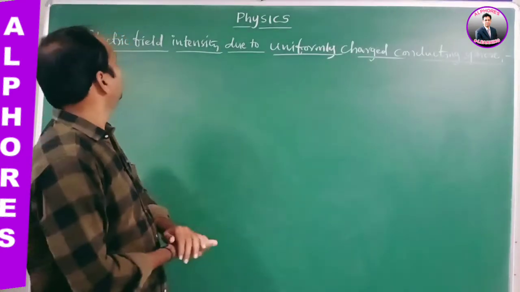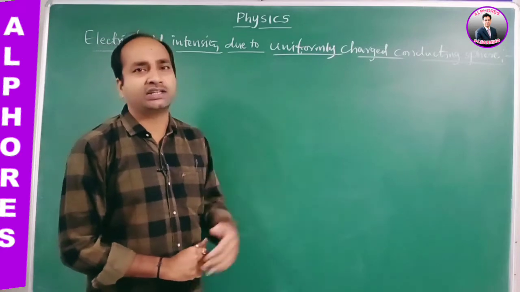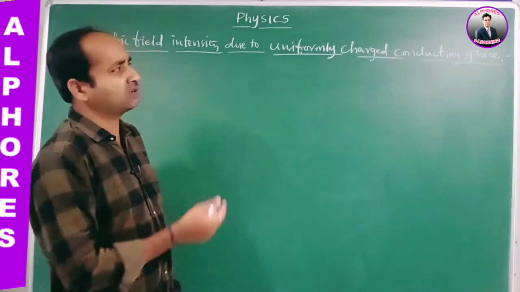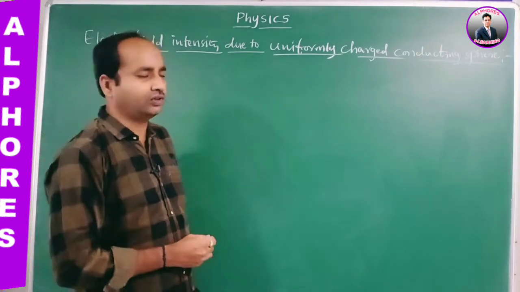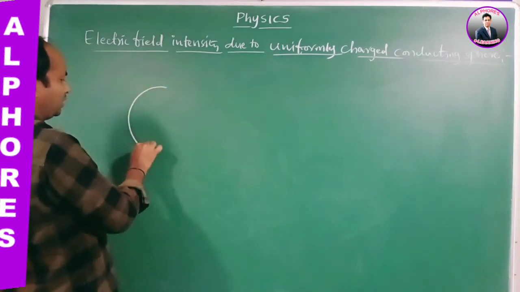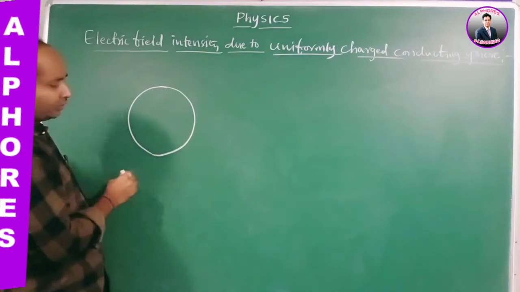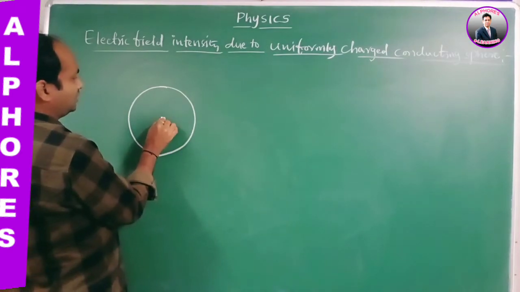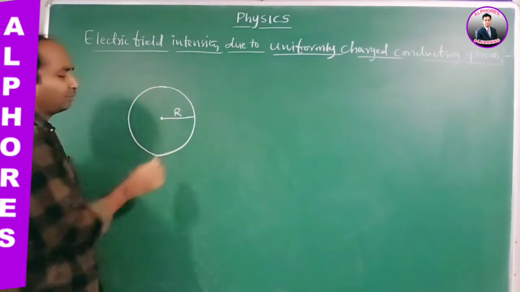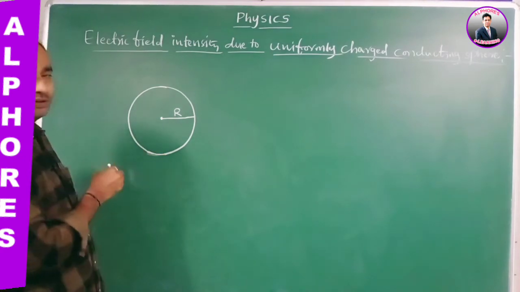Next one: electric field intensity due to a uniformly charged conducting sphere, or it is also called a conducting spherical shell. Now let us consider a conducting sphere of radius capital R. Let us assume this is a conducting sphere which is uniformly charged, capital R being the radius.